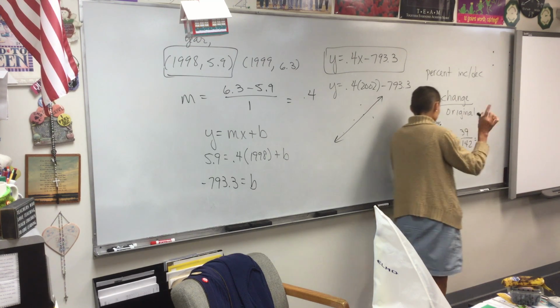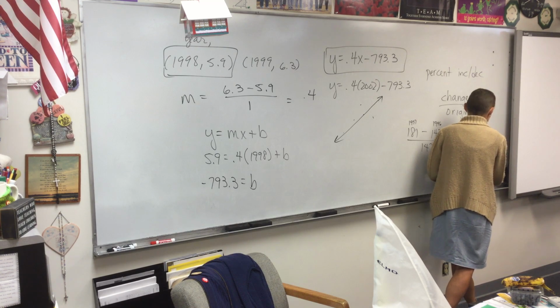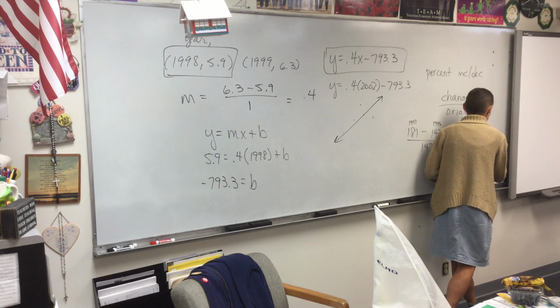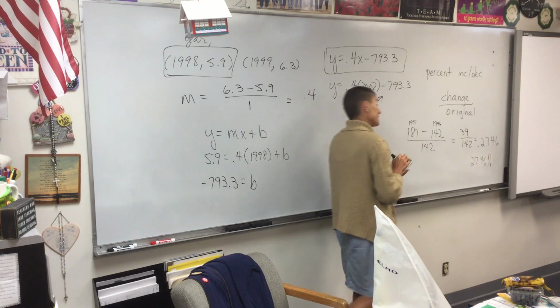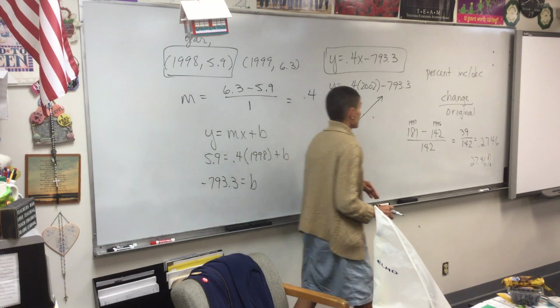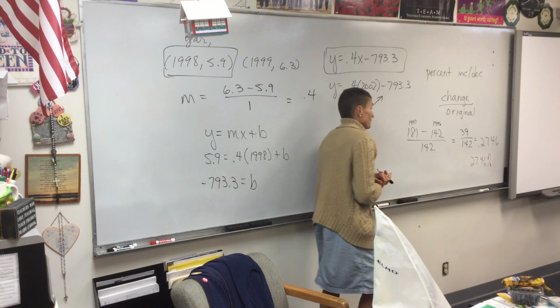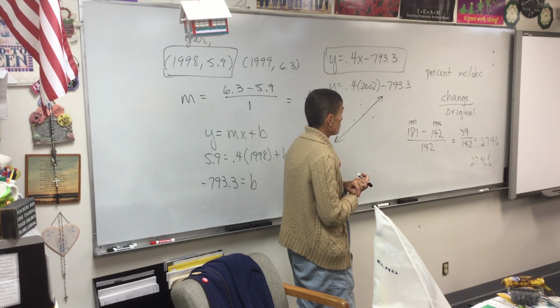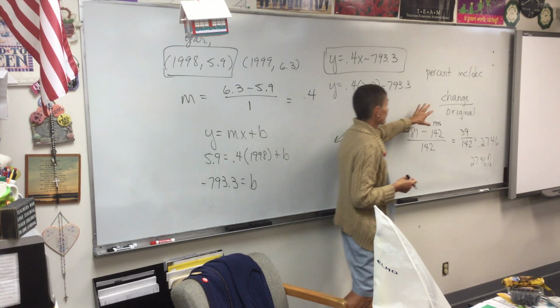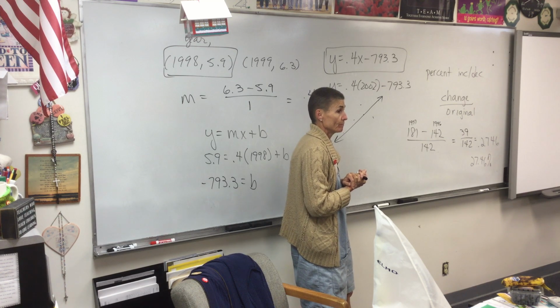But it should be close to, I got 27.46%. And that would be an increase because it went up. My values went up. But that's how you always find percent increase or decrease. You take the change divided by the original.